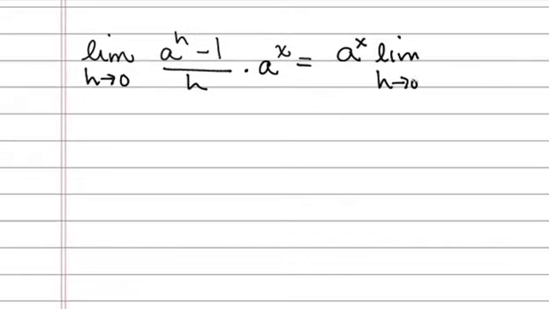Now what we can do is pull out the a to the x because our limit is dependent upon h going to 0. So it's a to the x times the limit as h approaches 0 of a to the h minus 1 over h. Now at this juncture, what we're going to do is try to figure out what the limit as h approaches 0 of a to the h minus 1 over h is.